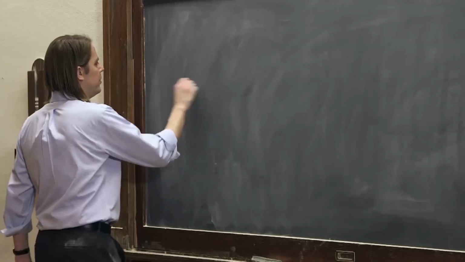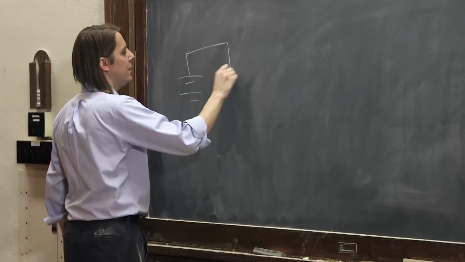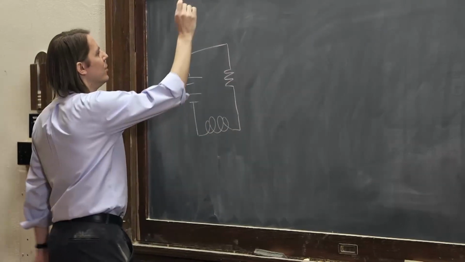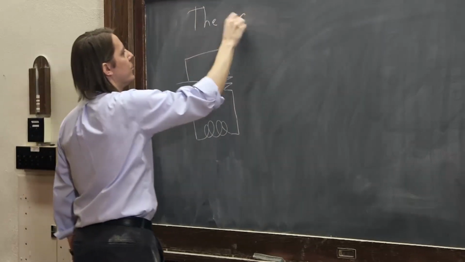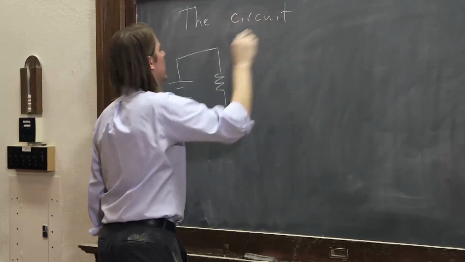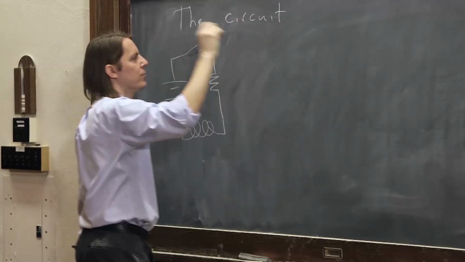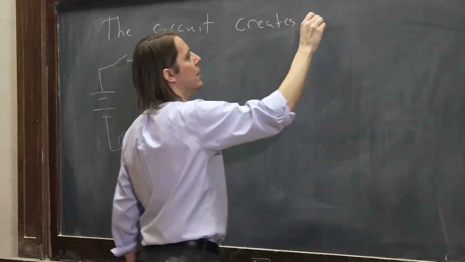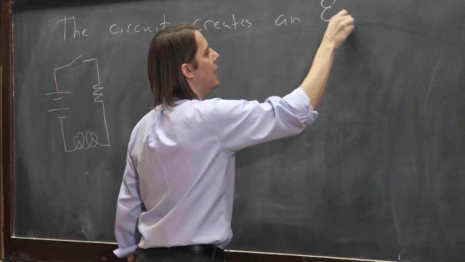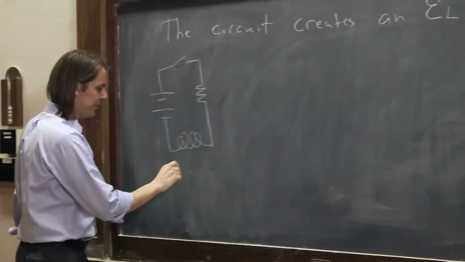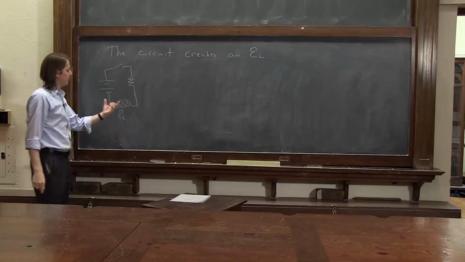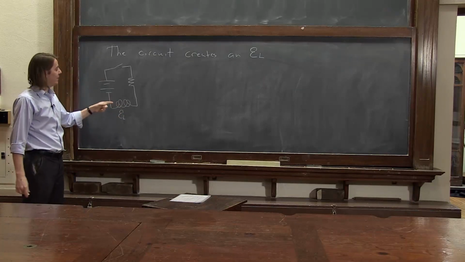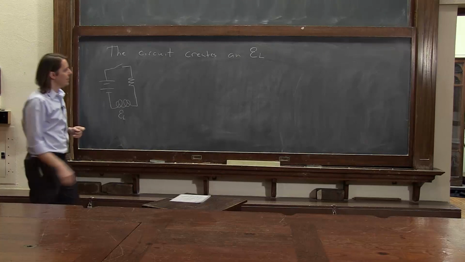Let's look at it again. We had the battery. There's always some resistance. And then we have our inductor here. Right? So what's going to happen is the circuit, let's put in a switch so that we can imagine when it all started. The circuit creates an EL. That's the potential, or that's the EMF induced into this thing that we're going to call the inductor, induced in the inductor.